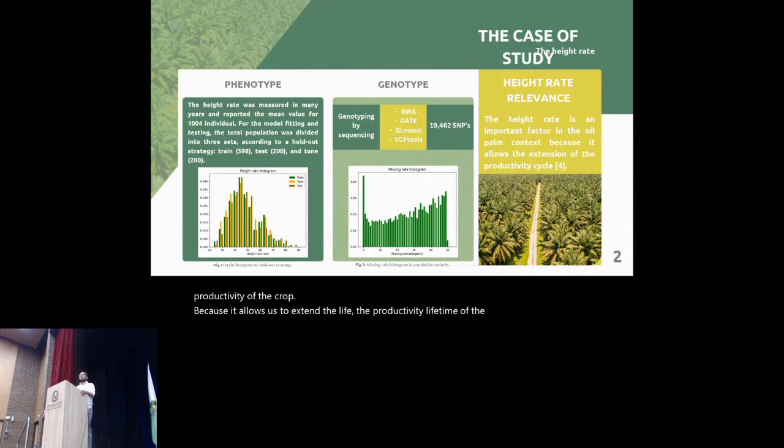To perform those types of techniques, we need two important parts: the genotype of our population and also the phenotype of our population. In general, we are going to use in this study a population of 1,004 vegetal materials taken from the central zone of Colombia in Santander. And we're going to get the genotype of those materials. To get the genotype, we're going to use a classical molecular biology technique, genotyping by sequencing.